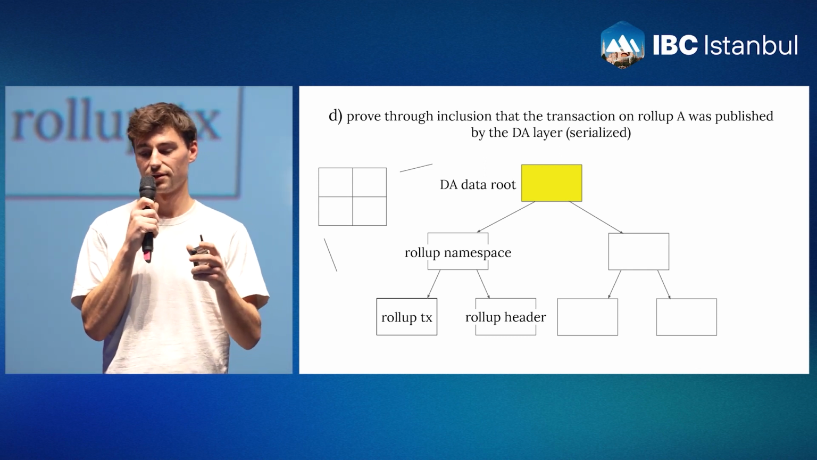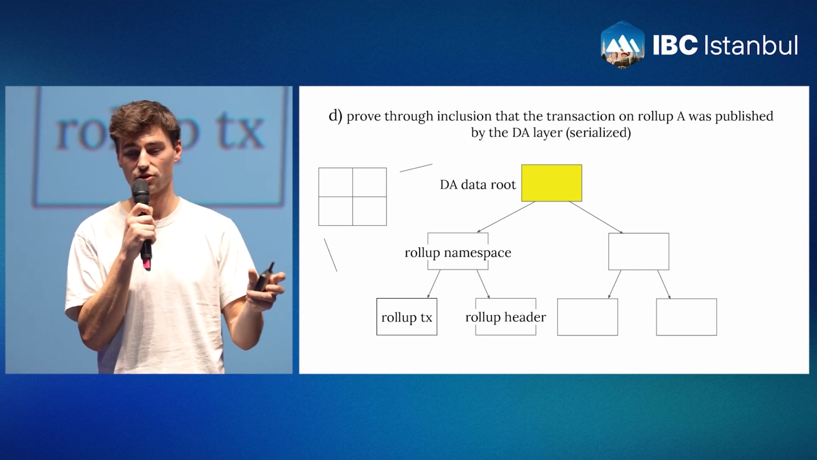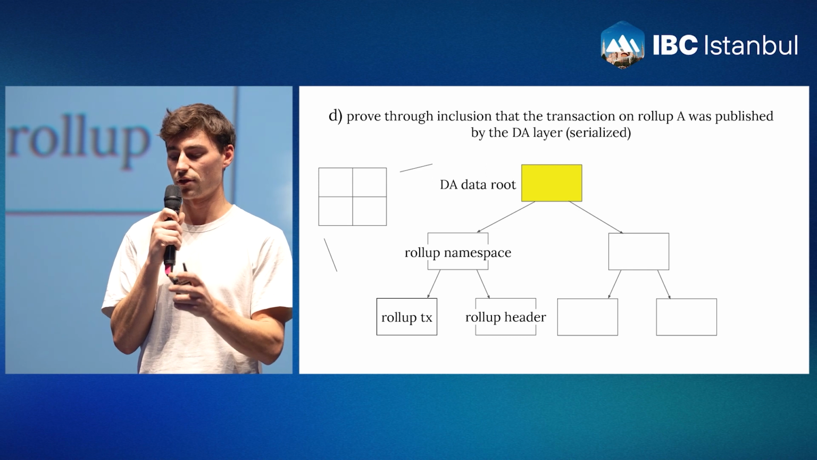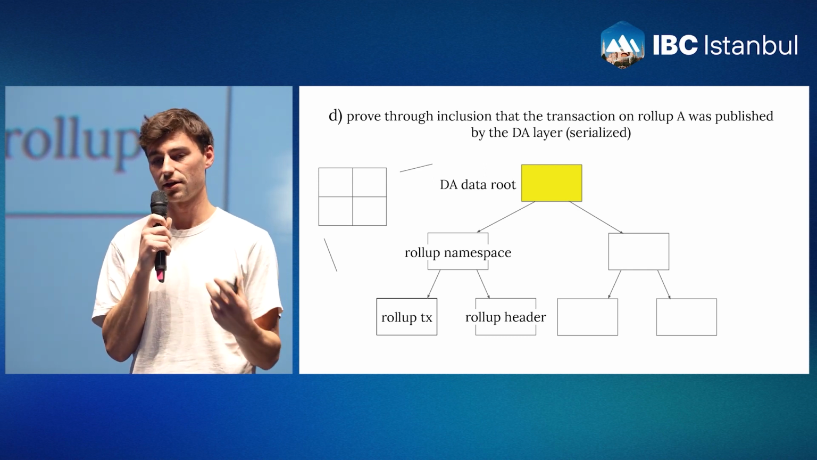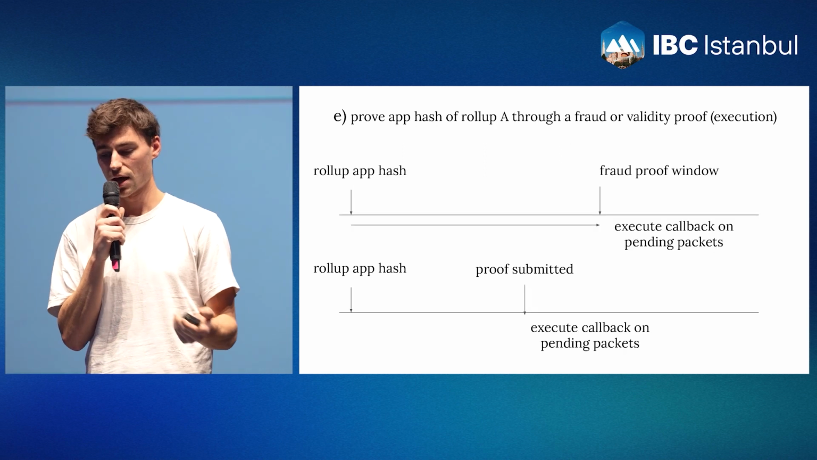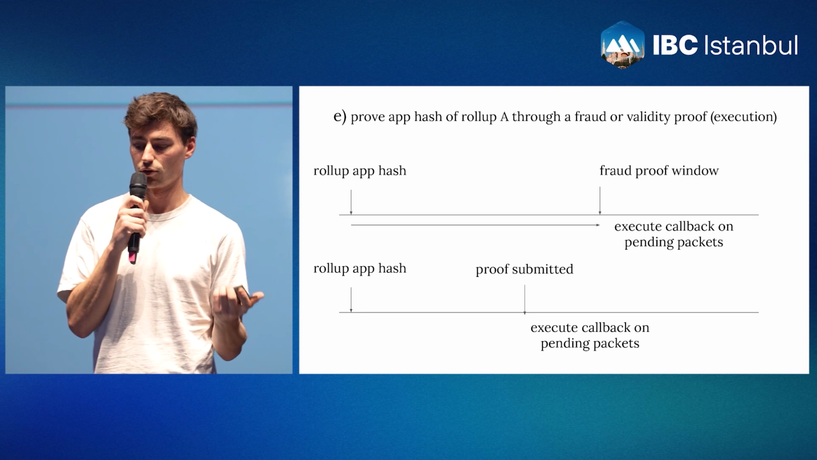First, we need to know the app hash of the DA layer. So that needs to be on chain for that consensus chain. And then with that, someone can submit a transaction saying, hey, this rollup transaction was included. And so that's the first step. And then the second step is to prove the app hash of the rollup through either a fraud or validity proof.